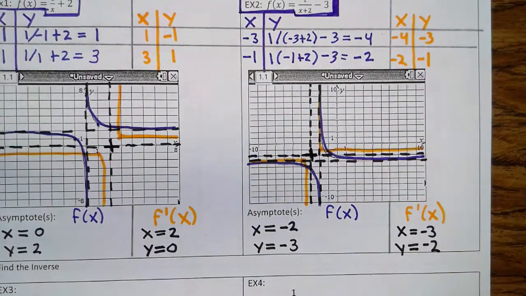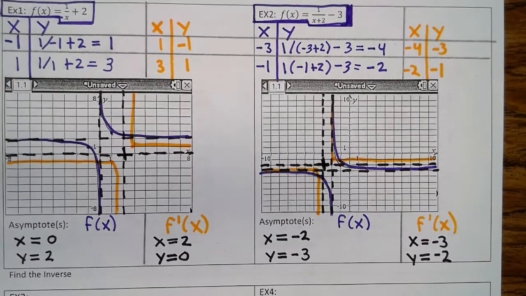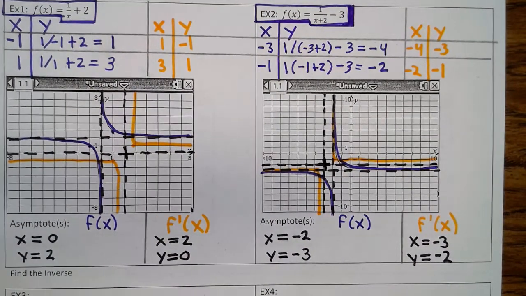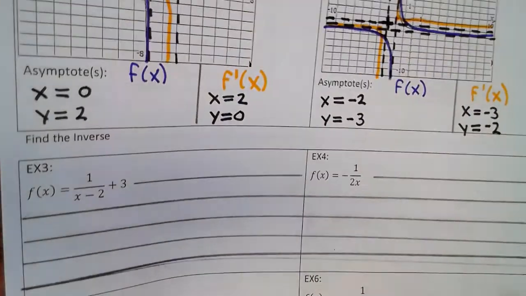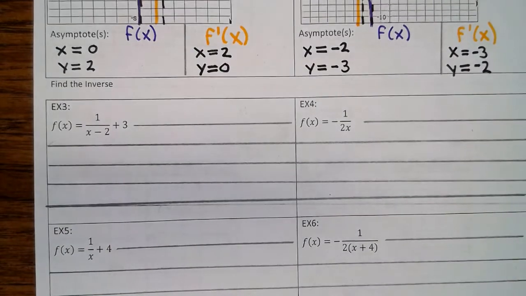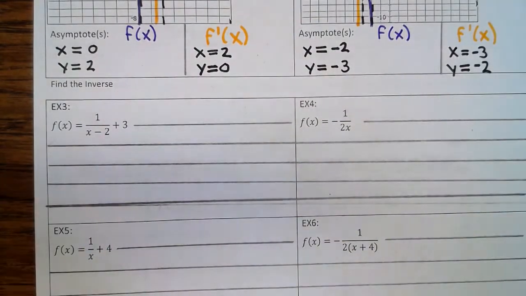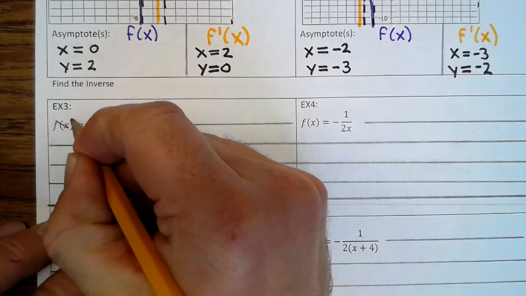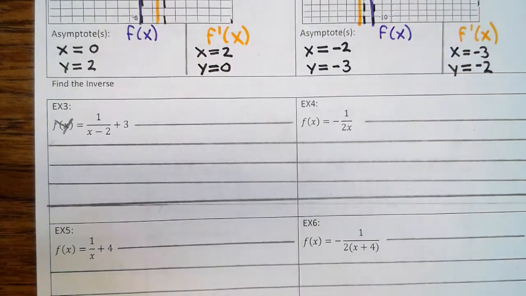All right, so now we're going to move on away from the graphing aspect, and we're going to solve it algebraically. Okay, find the inverse algebraically. All right, so what you do is you switch the x and y, but before we do that, we're going to change f of x to y. Then switch x and y.